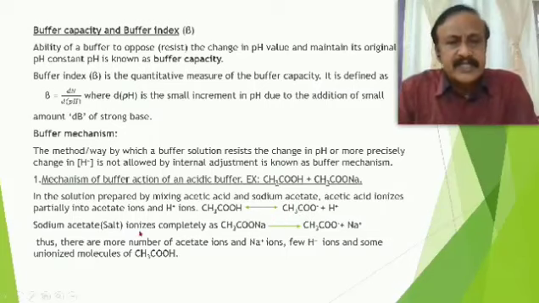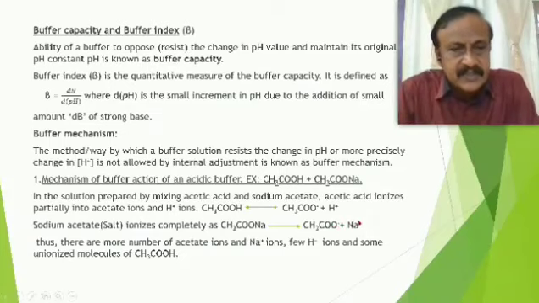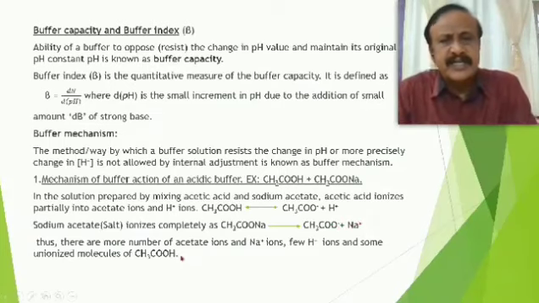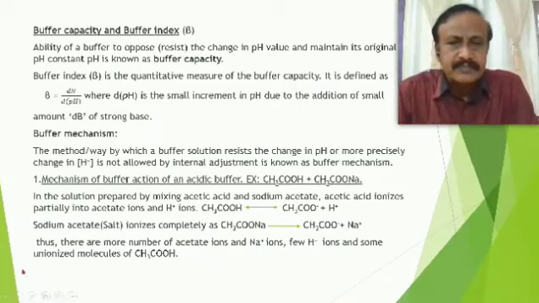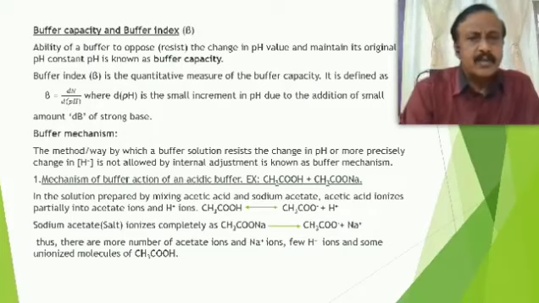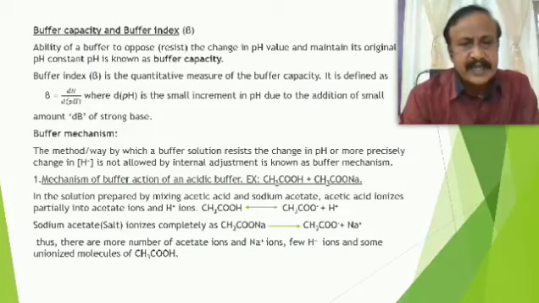Sodium acetate ionizes completely as CH3COONa, giving rise to CH3COO minus and Na plus. Thus, there are more acetate ions because they are furnished by both the electrolytes, and some Na plus ions, few H plus ions, and some unionized molecules of acetic acid.